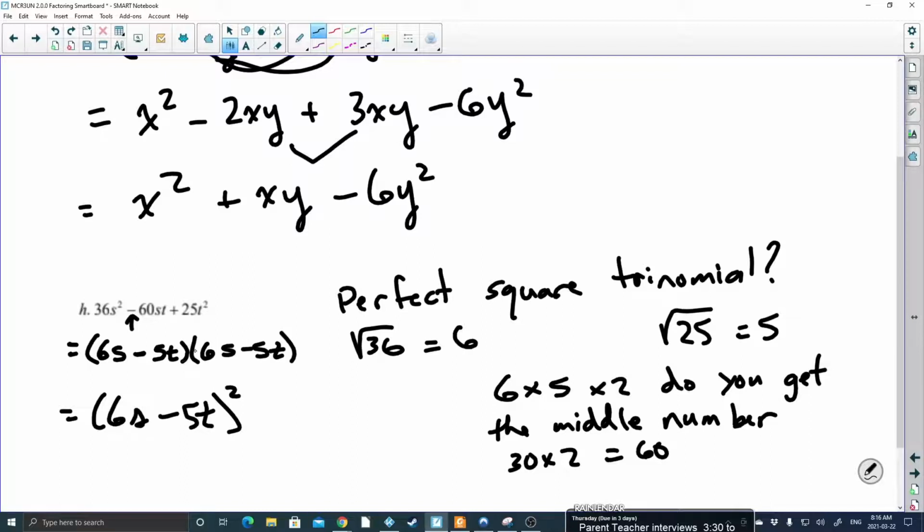Other than that, this technique is the exact same as factoring any kind of trinomial, whether it be type 1 or type 2. The main difference is, do you have two letters in it? And if you have two letters in the trinomial, you're going to end up with two letters within the brackets as well.